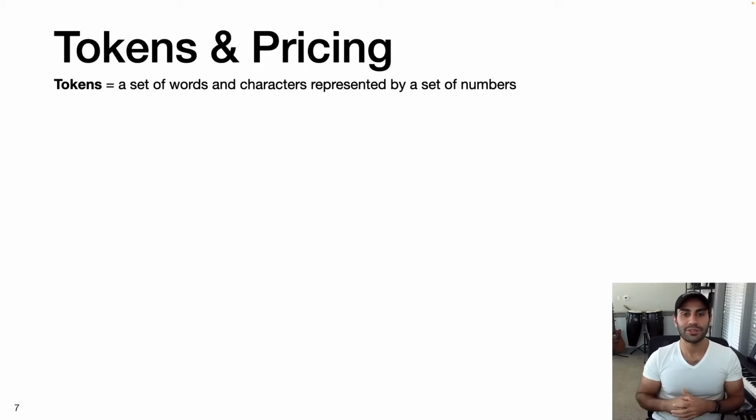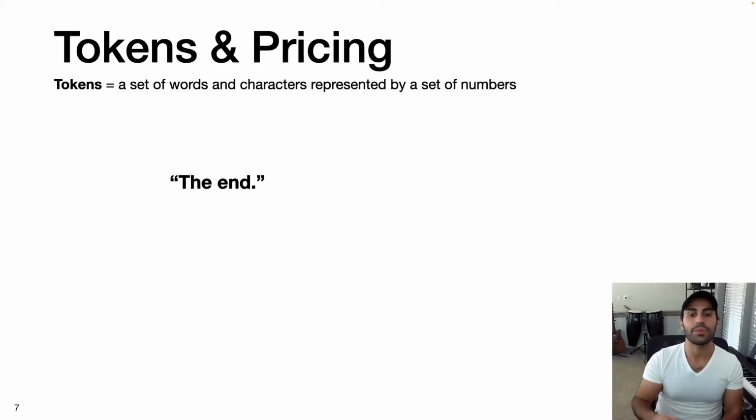Before getting into how to actually use the API, I think one thing at the top of a lot of people's minds when it comes to a paid service is how much is this thing going to cost me? And so in order to understand that, we first need to understand the concept of a token, which here I'll define as a set of words and characters represented by a set of numbers. So suppose we have the text "the end" with a period at the end.